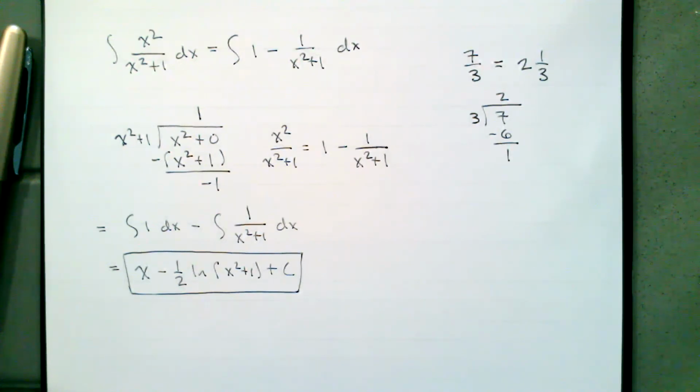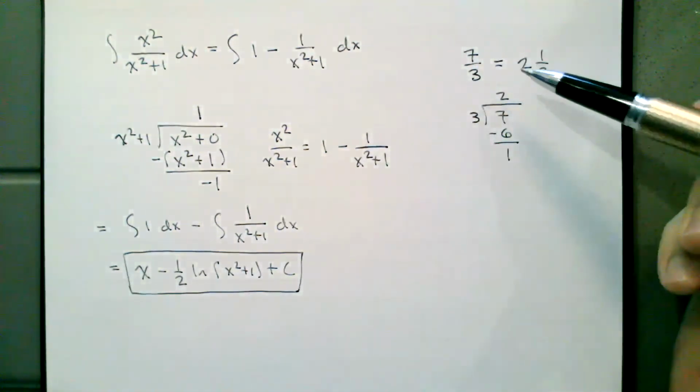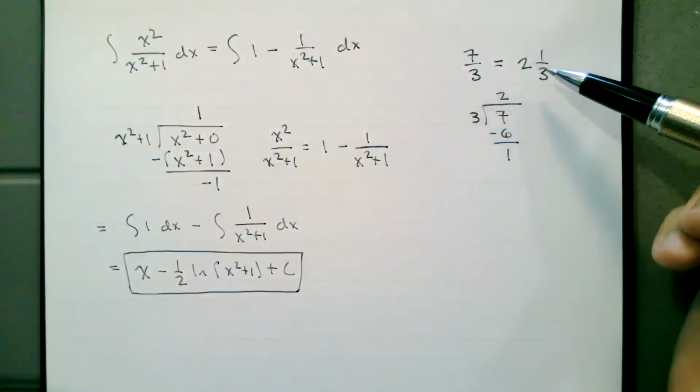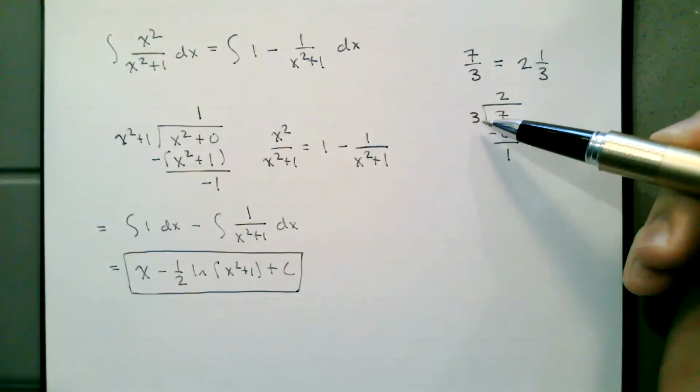So in this case, all we needed was 1 over x squared plus 1 and x over x squared plus 1. Because if the degree of the numerator is 2 or more, then we can just divide and the remainder will have a degree less than 2. In the same way that we can write an improper fraction as a mixed number, we divide and then the remainder will be less than the denominator.